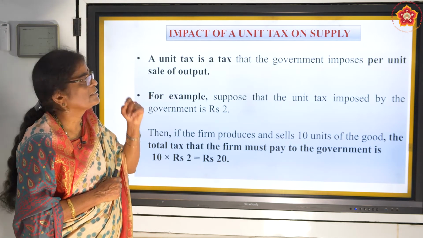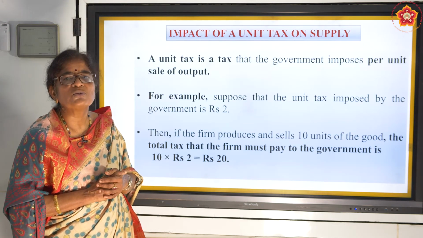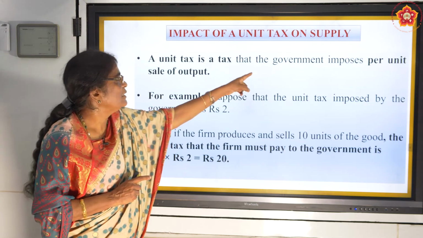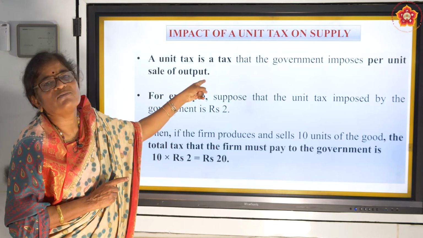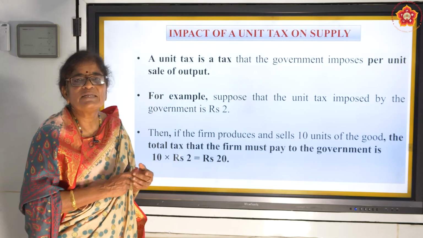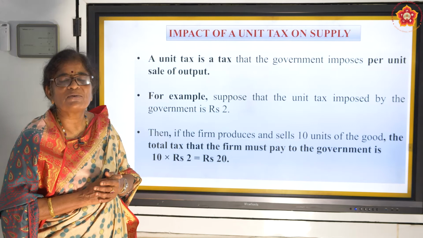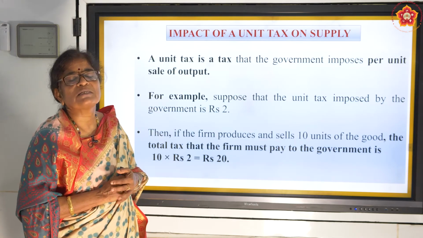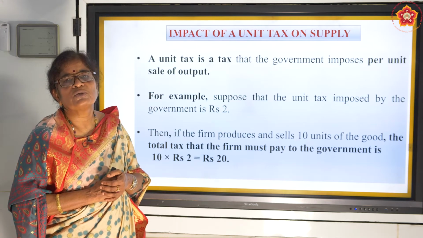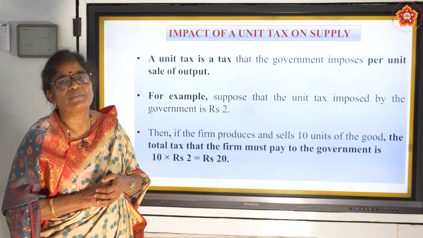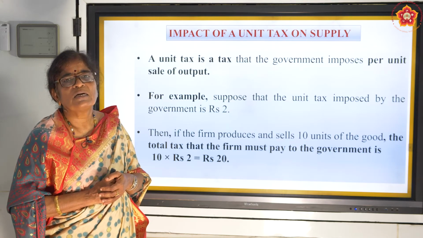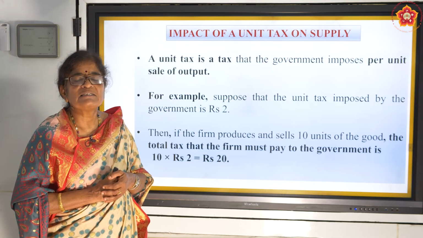Therefore, a unit tax on the supply of output has an impact on the supply curve. A unit tax is what a government imposes per unit sale of output. For example, a packet of milk is 30 rupees. All the products produced within the country are subjected to tax by the government. It is called excise tax. All the domestic products are under taxation by the government.